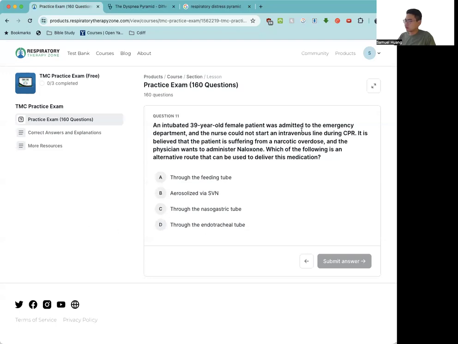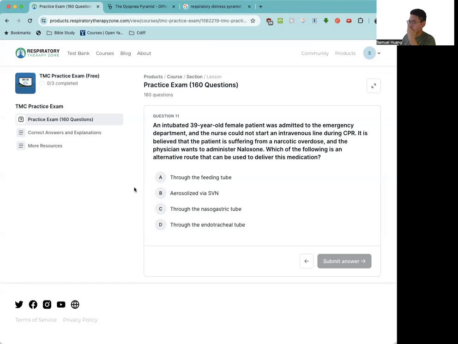All right, 39-year-old female, emergency department. They couldn't do an IV. All right, so just try again. Get IV team. Get an ultrasound. Try to put an IV. Why are they admitted to the emergency department? Narcotic overdose. They want to give naloxone. So naloxone can be given through the nose. It can be given through the IV, but it also can be given through the endotracheal tube.